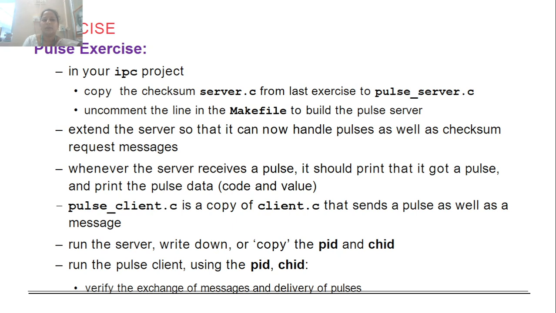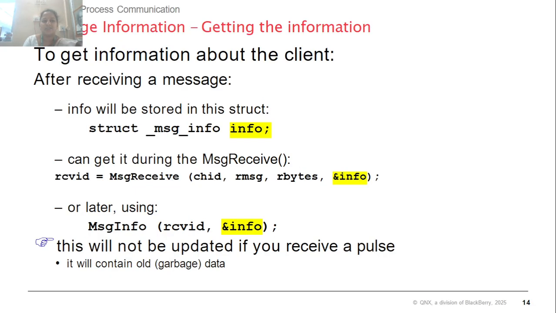Next, a pulse exercise. Create a project called IPC. There we need to copy checksum_server.c from the last exercise to pulse_server.c. Then uncomment the line in the makefile to build the pulse server. Extend the server so that it can now handle pulses as well as checksum. Then run the server, and write down or copy the PID and CHID. Run the pulse client using the PID and CHID.